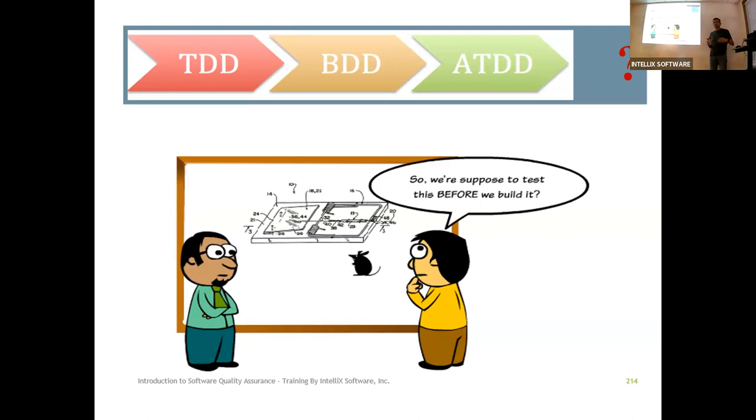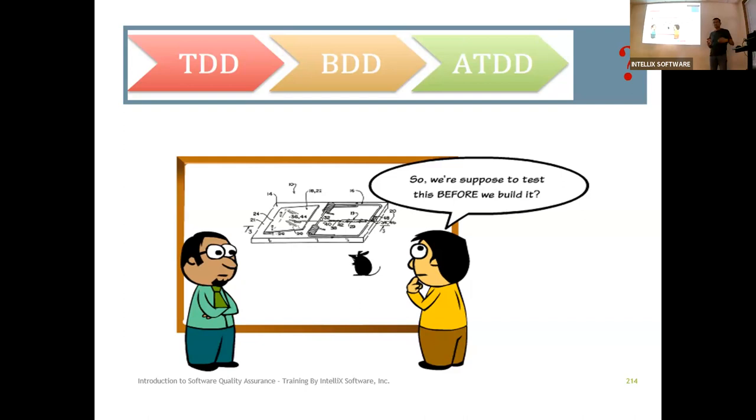Now, the overall concept is, are we supposed to test before we build it? Remember, we don't have any software yet, but we are still writing the acceptance tests before we even have software. There are three concepts here. ATDD is a process, so we are writing the acceptance test as part of the process.